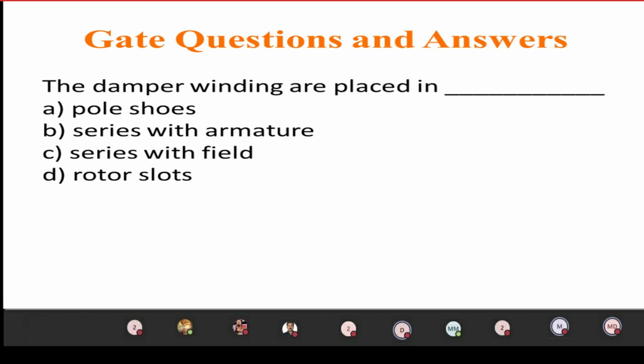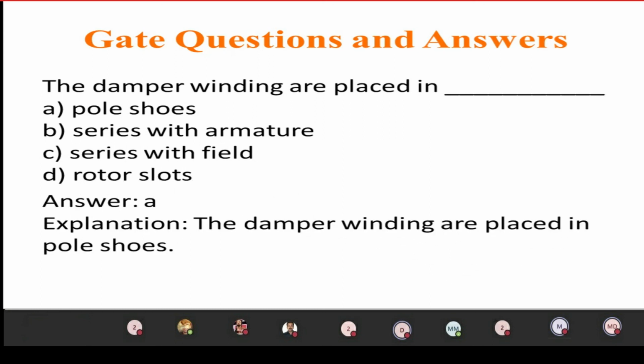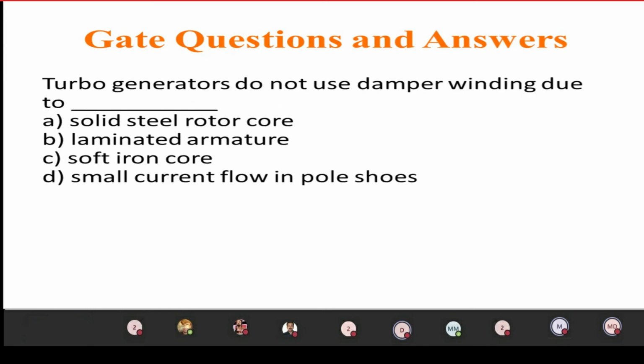The damper winding is placed in the upper part of the cover part of the rotor, same like an induction motor. It is fixed in the small openings present in the pole shoes in the upper periphery. So the damper winding is placed in the pole shoes. Correct answer. Let me check. The damper windings are placed in the pole shoes. Let me move to the next.